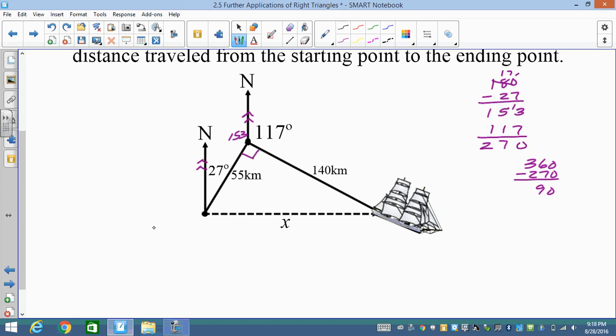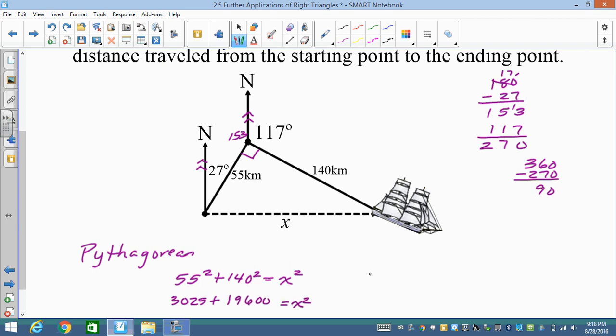And that's when you guys should be going, sweet, because now all we had to do is prove that this was a right angle, because we have this side and we have this side, and this baby is the hypotenuse. So we get to use Pythagorean. So 55 squared plus 140 squared equals x squared. And 55 squared is 3025 plus 140 squared of 19600 equals x squared.